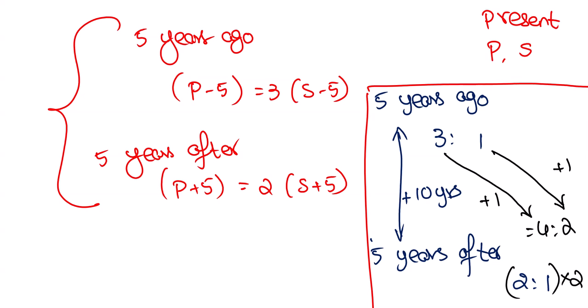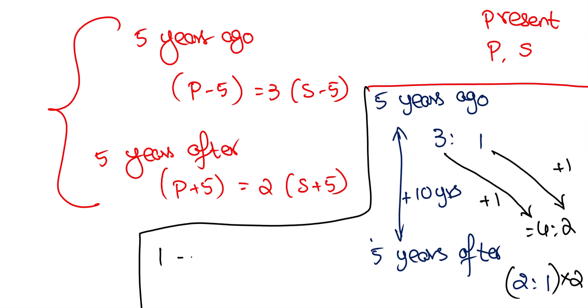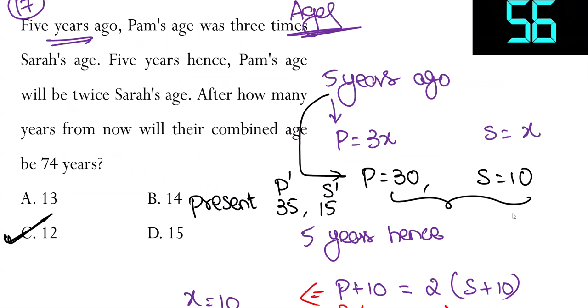Right. So now both are increased by 1, but actually age is increased by 10. So as per this, in ratio, 1 means 10 years. 3 means 30 years. So 5 years ago, age is 30. 5 years ago, age is 10. See, I got this 30 and 10 directly. 5 years ago, P's age is 30, S's age is 10. I got that directly.